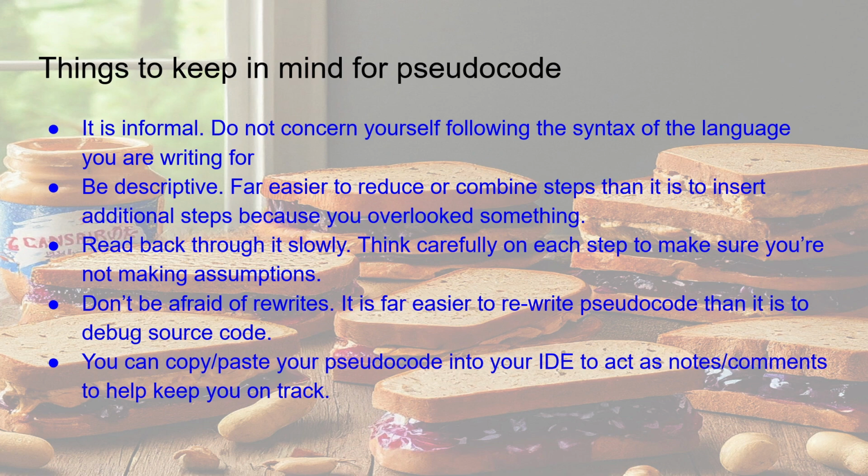You want to be descriptive. It is far easier to reduce or combine steps than it is to try to insert additional steps because you overlooked something. So when you're writing out pseudocode, you want to be really descriptive about what you are doing. Again, think about that annoying person that you gave the peanut butter and jelly sandwich instructions to, because the compiler is that annoying person.